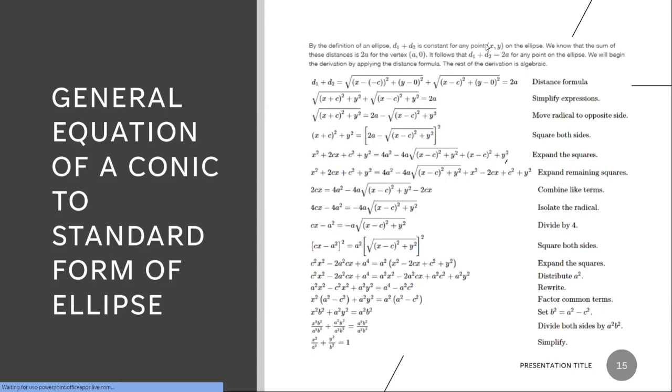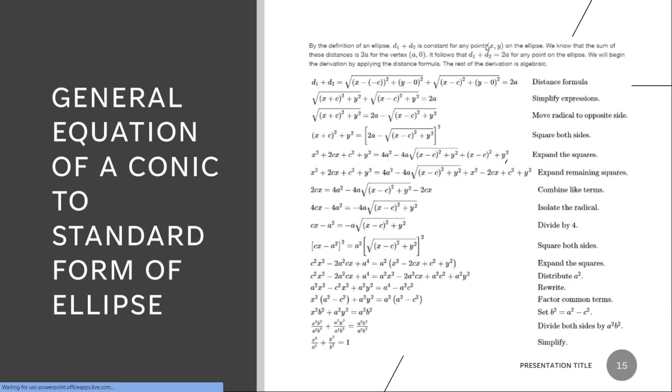If we were to write that out in radical form, we can simplify the expression and move the radicals. When we do that, we can square both sides. When you expand the squares, that would allow us to combine some terms that would lead to isolating the radical. If we were to simplify and divide out those 4s, we can square both sides and we would end up getting this long equation.